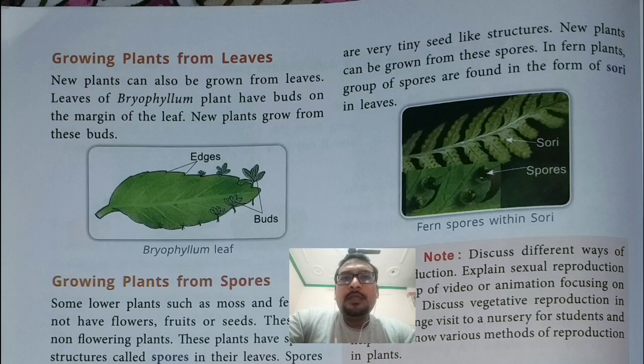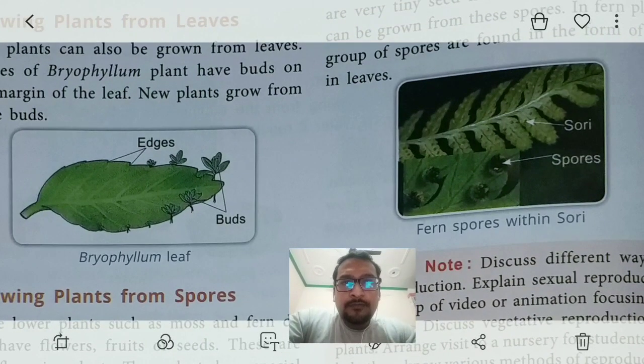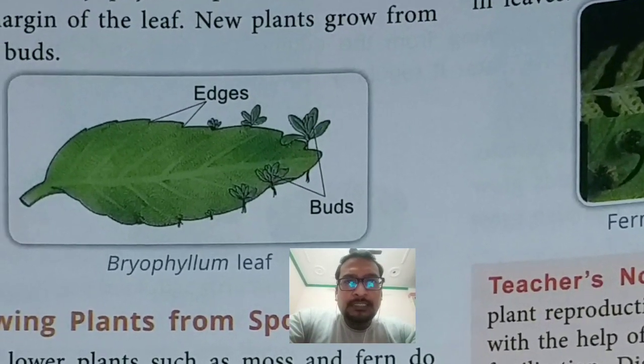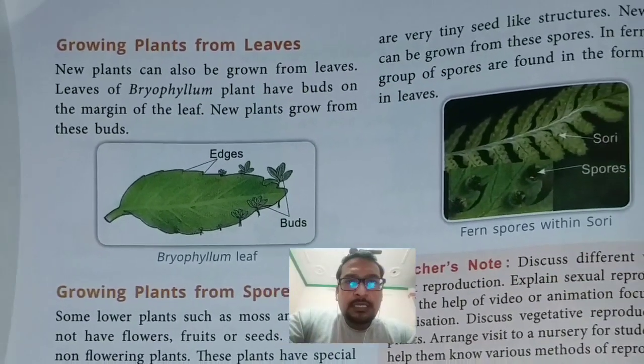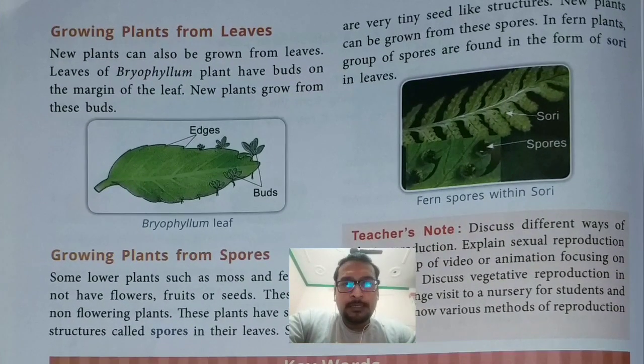Then you have growing plants from leaves also. Bryophyllum is an example in which you will see new plants coming out from the edges of the leaf. This is one of the examples showing how vegetative reproduction can be done through leaves of a plant.